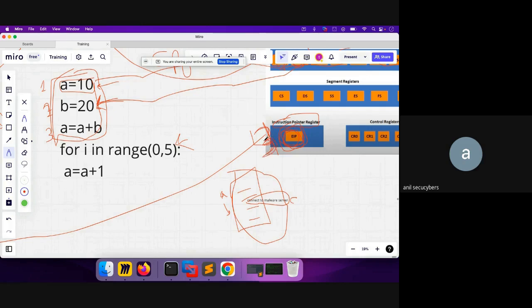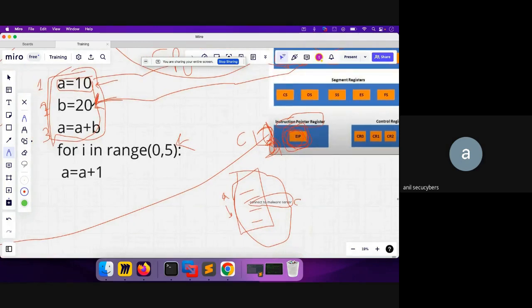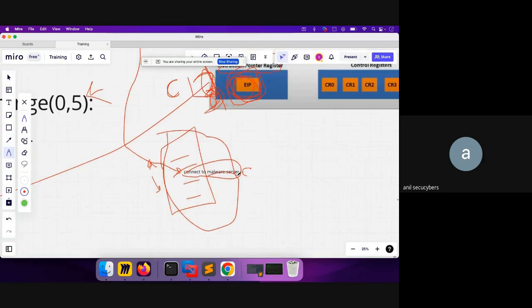They will be exploiting some kind of vulnerability, and they will control the value of EIP in such a manner that the EIP value, rather than being 3, gets changed to C. So next, once the CPU is done executing B equal to 20, the instruction pointer, let's say the attacker was somehow able to write the line number C rather than 3, then the CPU will start executing the line at C. Rather than executing this normal code, the CPU will just follow the EIP value and start executing the line which says connect to malware server.